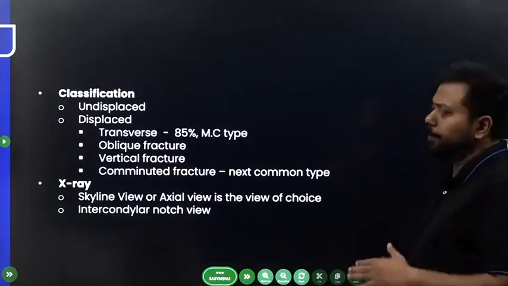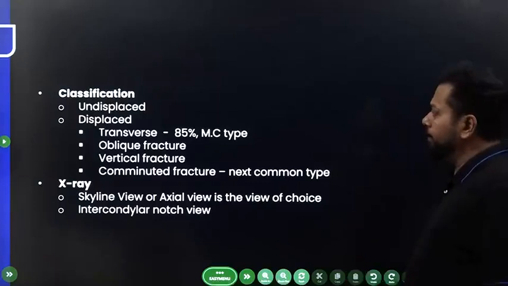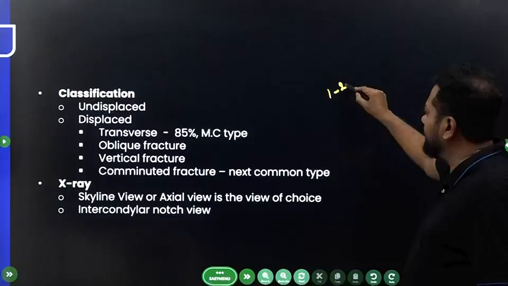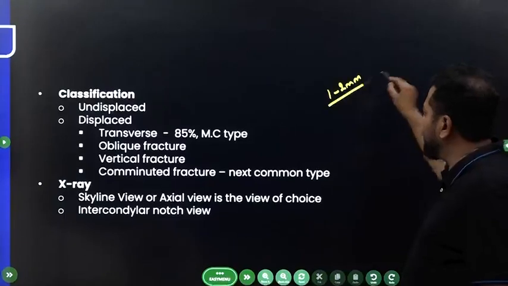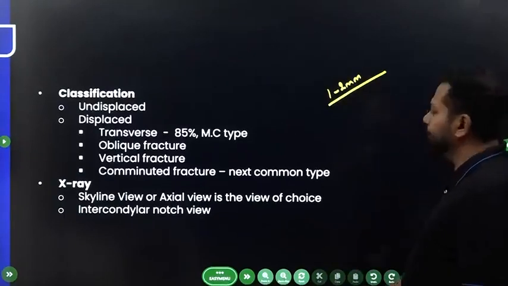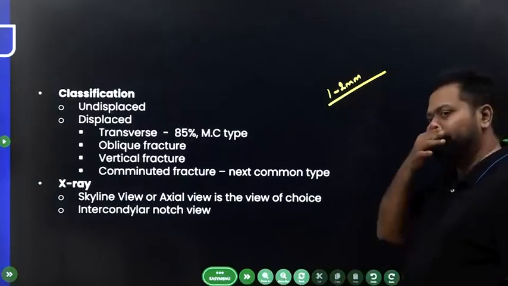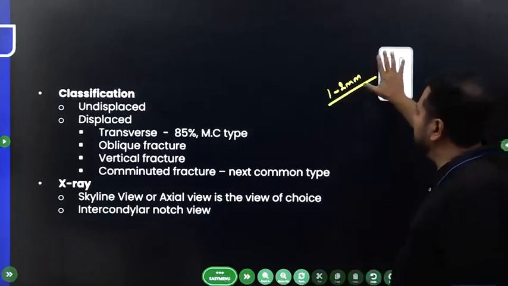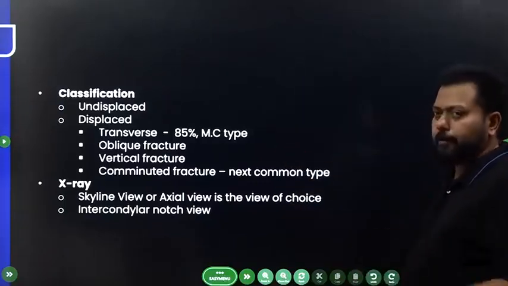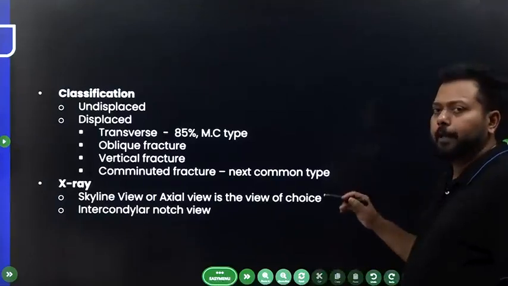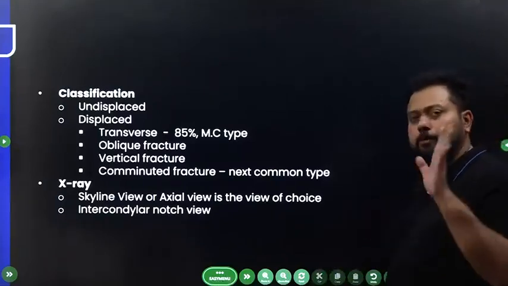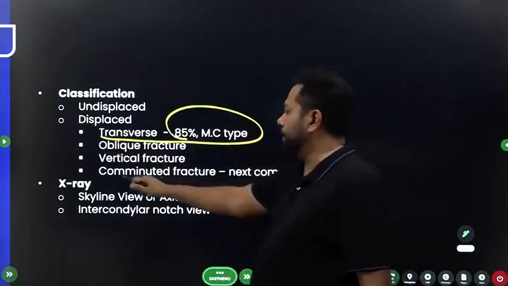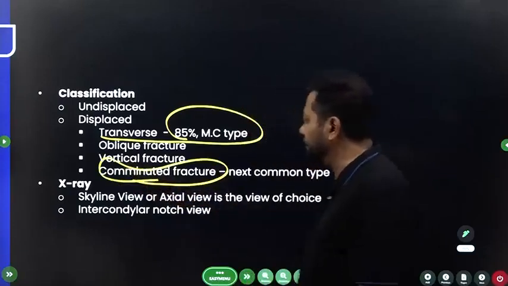Patellar fracture is divided into undisplaced and displaced. What is undisplaced, displaced? It is the gap. When the gap is less than 2 mm, it is undisplaced. When the gap is more than 2 mm, it is displaced. So for displaced fracture patella, according to the fracture pattern, it is divided into transverse type, oblique type, vertical type, comminuted type. The most common type is transverse fracture patella, 85%. The second most common type is comminuted fracture patella. These two things you should know.